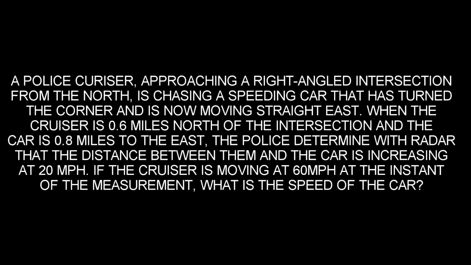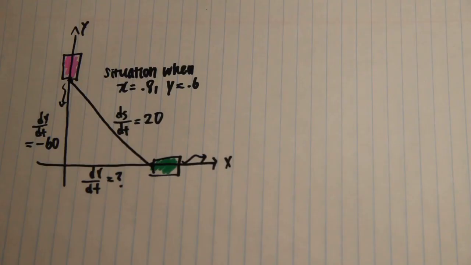Last but not least, our final question on applications. Here's the question. A police cruiser approaching a right-angled intersection from the north is chasing a speeding car that has turned the corner and is now moving straight east. When the cruiser is 0.6 miles north of the intersection and the car is 0.8 miles to the east, the police determine with radar that the distance between them and the car is increasing at 20 miles per hour. If the cruiser is moving at 60 miles per hour at the instant of measurement, what is the speed of the car? Step 1. Picture.